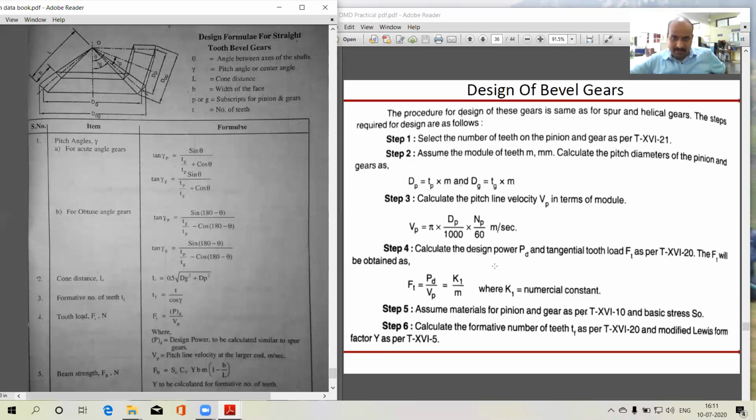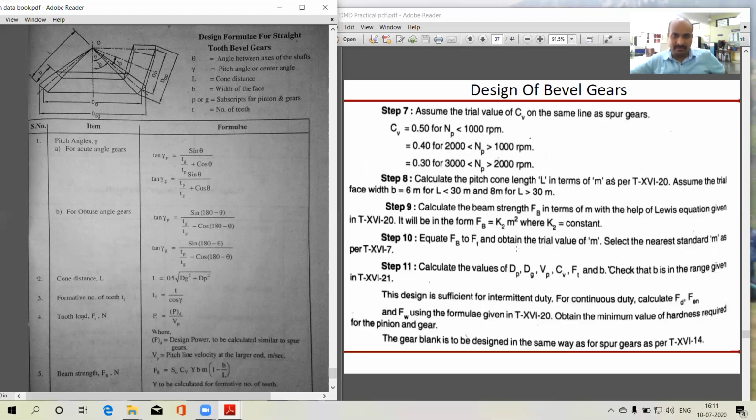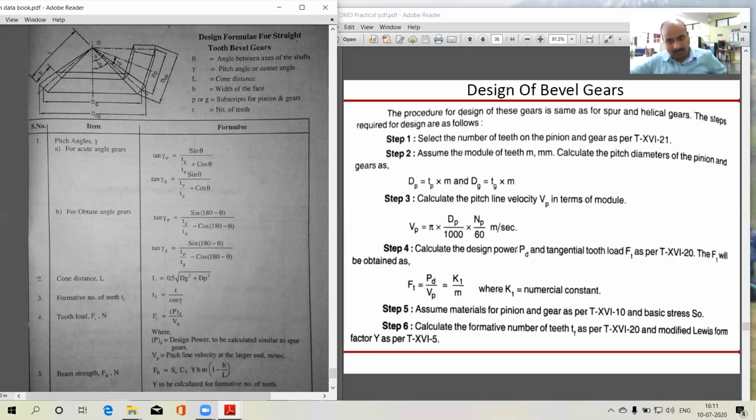Okay. Now here see, VP is in the form of module, FT is in the form of module, and DP is also in the form of module. We are not getting any value accurately. All are in the form of module.